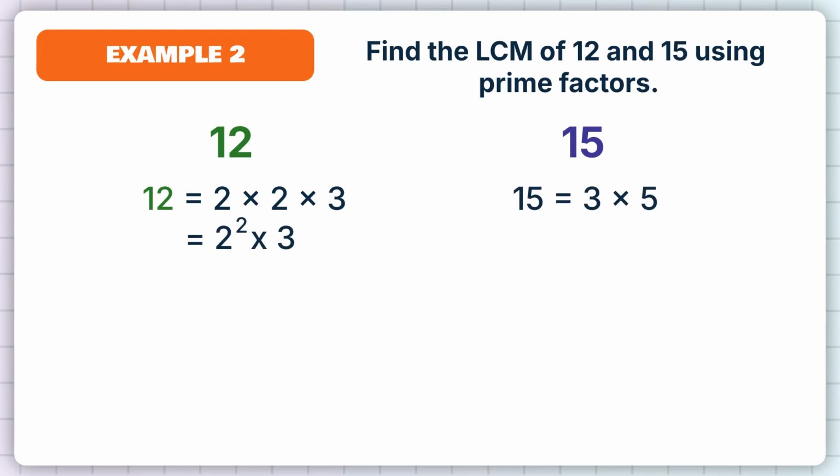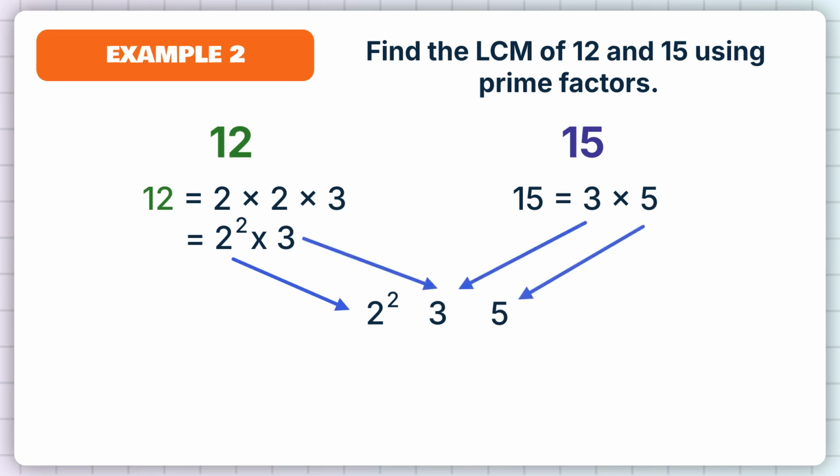To find the LCM, we take the highest power of each prime number that appears in the factorization of either number. Let's go through this example step by step. First, list all prime factors: 2, 3, and 5. Second, identify the highest power of each prime factor. The highest power of 2 in the factorizations is 2 squared. The highest power of 3 is 3, and the highest power of 5 is 5.